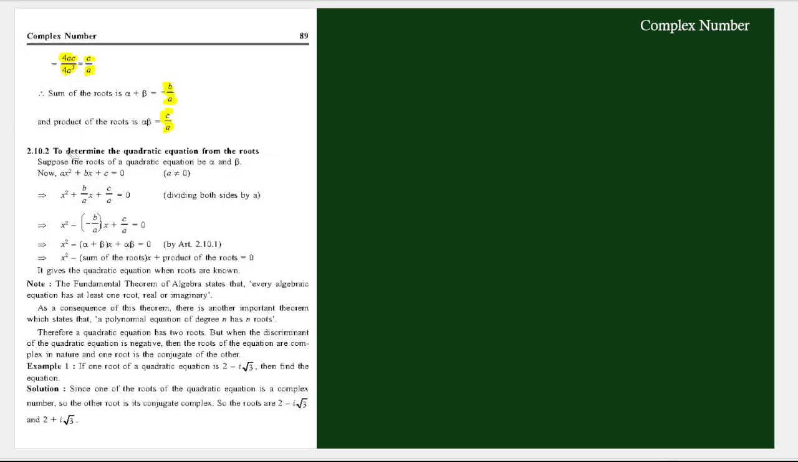So in the next video we will learn how to determine a quadratic equation from the roots, how we make a quadratic equation. So for this, the sum of a plus b and a minus b is necessary. Clear?